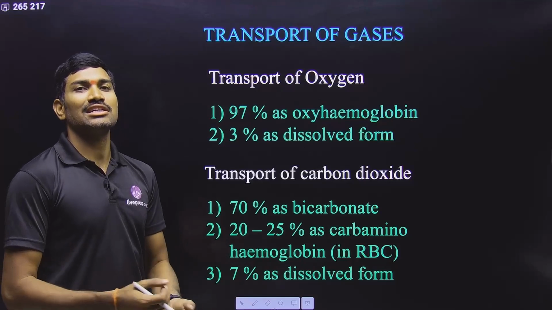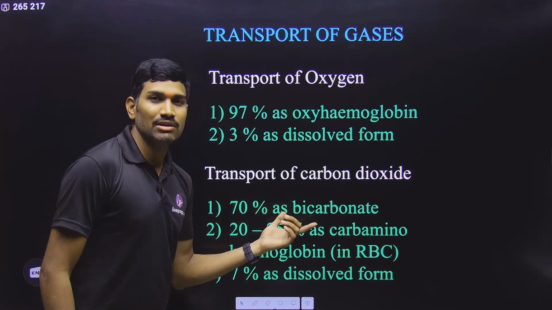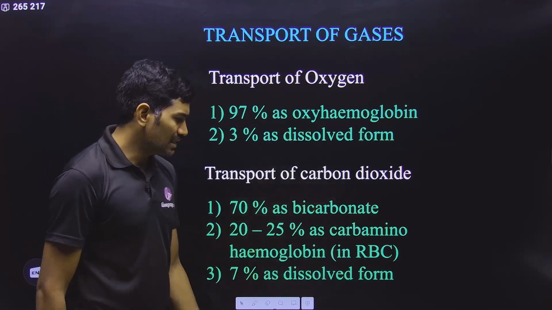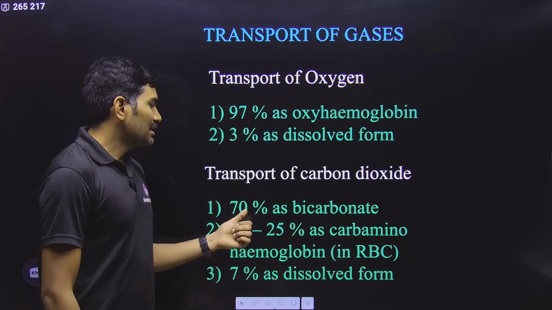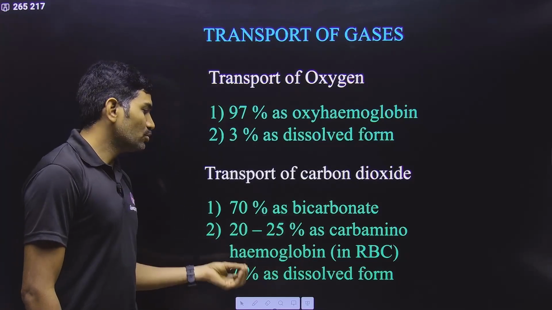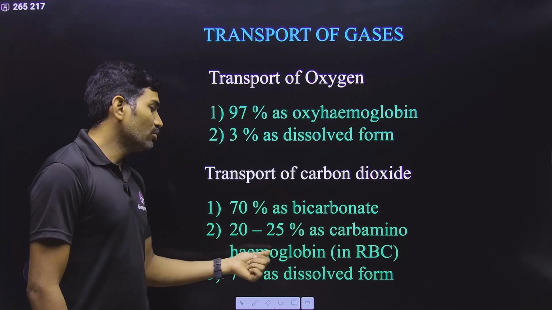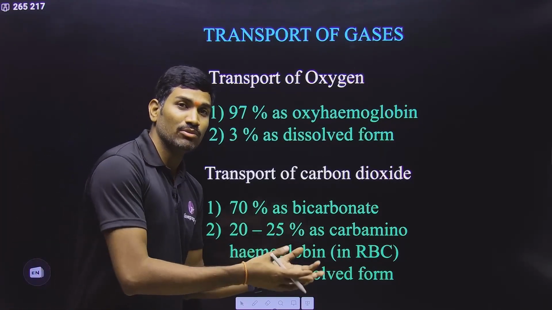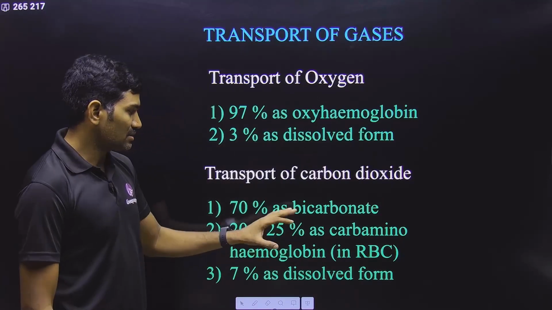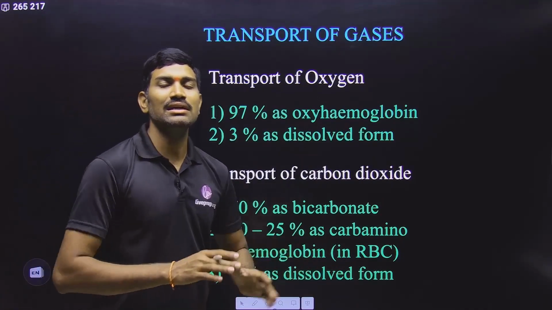Next one, transport of carbon dioxide. Carbon dioxide is transported by three important mechanisms. Majority of the CO2 is transported as bicarbonate. The mechanism we will study separately; for now simply remember the values. 70% of CO2 is transported as bicarbonate, whereas 20 to 25% of CO2 is transported as carbaminohemoglobin. That means attached to hemoglobin, through the RBC it will be transported to the lungs. And 7% of the CO2 is dissolved in the blood plasma.